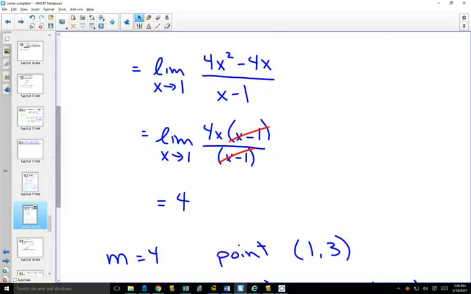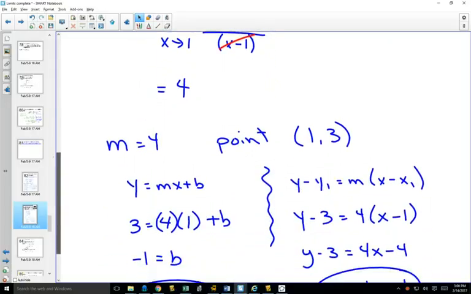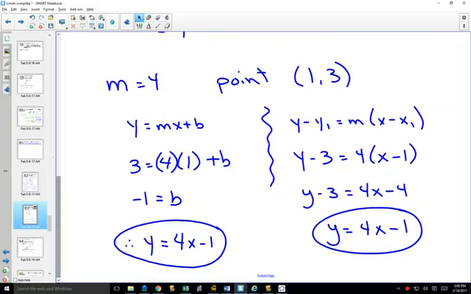Once you've got your slope of 4 and you know that it had a point of (1, 3), using either one of those formulas that we looked at before, either y equals mx plus b or y minus y1 equals m times x minus x1. Do you have one of those that you find easier to remember? The left one, y equals mx plus b.